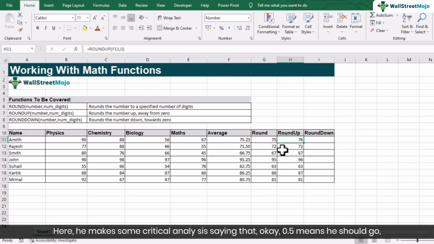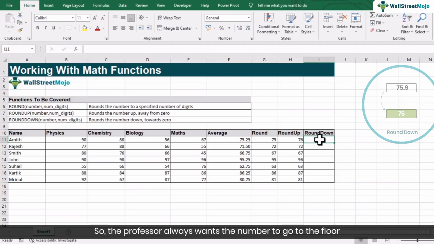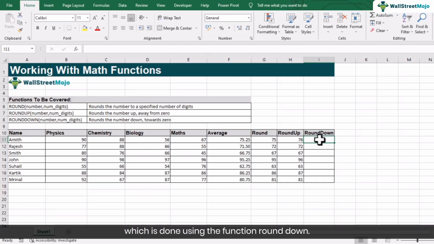Here he makes some critical analysis, saying that, okay, 0.5 means he should go. He deserves to go to the next number. Anything less than 0.5, he deserves to be in that number. Round down is for a professor who is very strict. Anybody who gets 75 point something should remain in 75. Even if it is 75.9, he should remain 75. Only if he gets 76, then he's in 76. So the professor always wants the number to go to the floor, which is done using the function round down.